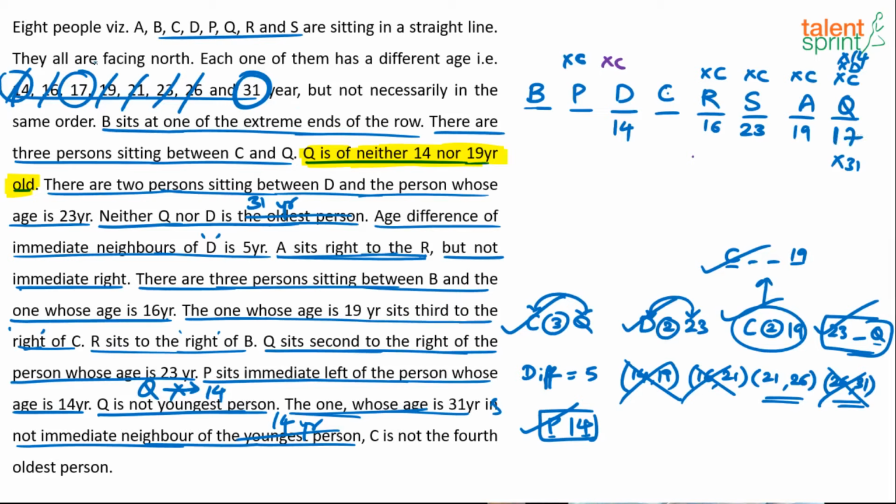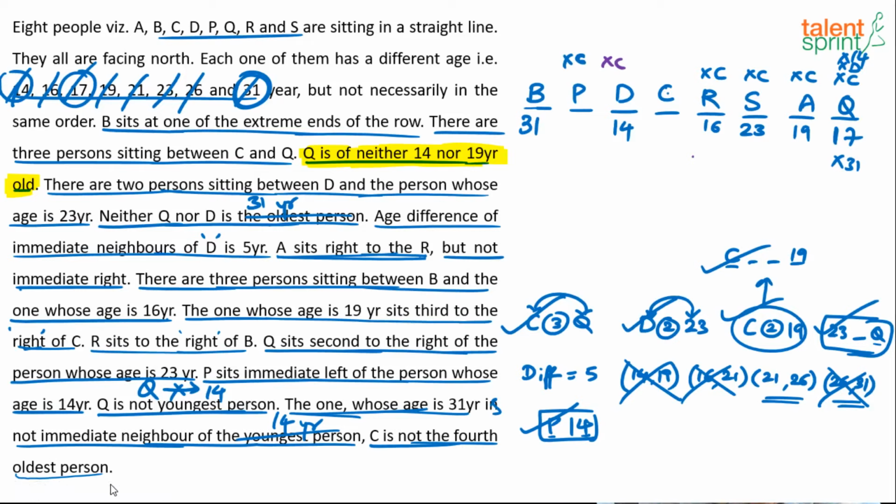So Q takes 17. And then obviously B takes 31. So the only thing left out is now 21 and 26. And we have to figure out who takes what. And that last statement here will help us: C is not the fourth oldest person.